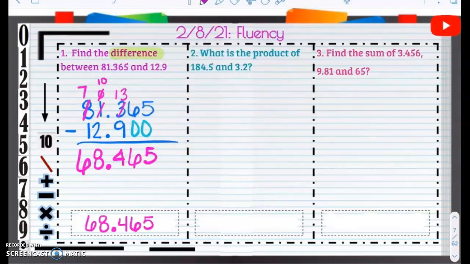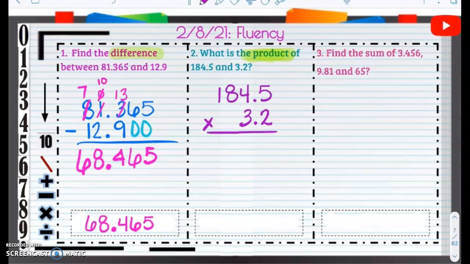We'll go purple. What's the product? Ooh, product means we're multiplying. So when we're multiplying, do I have to line up my decimals? Nope. So I have 184 and 5 tenths times 3 and 2 tenths. Of course, it does happen to line up the way that would line.